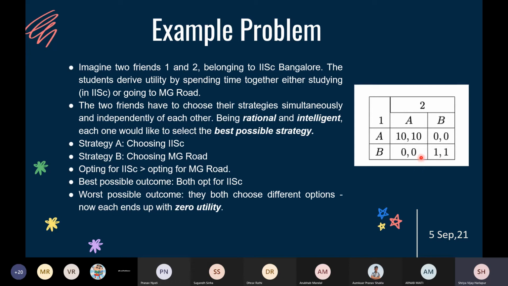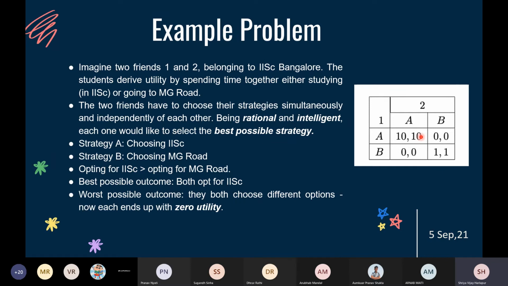The only bad thing that can happen is if both of them choose different options. So if player one chooses to study and player two chooses to go to MG Road, or the other way around, both of them now derive zero utility because neither of them are together, right? They're doing different activities and so they get zero utility. I hope the concept of players, strategies and utilities is clear from this example.